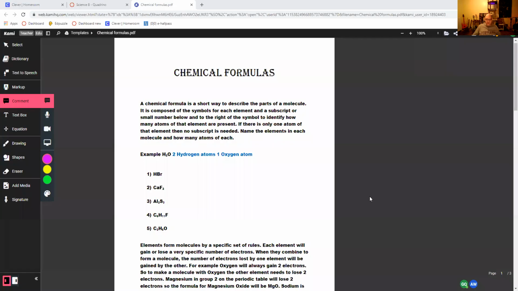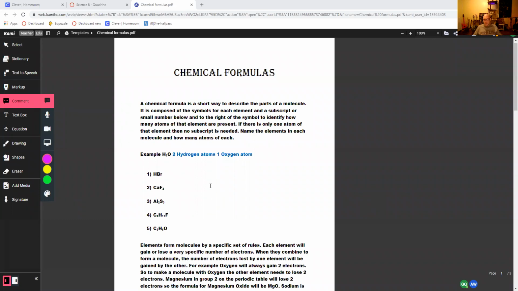Okay, these are instructions for the chemical formulas worksheet from Wednesday, January 19th, for the folks that missed that. It's my first time trying to do a screencast kind of thing, so we'll see how this goes. So here's the worksheet, and this is what you needed instructions for.